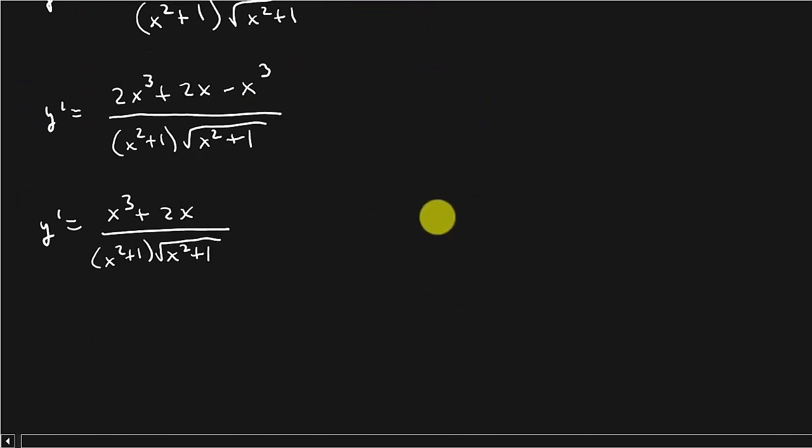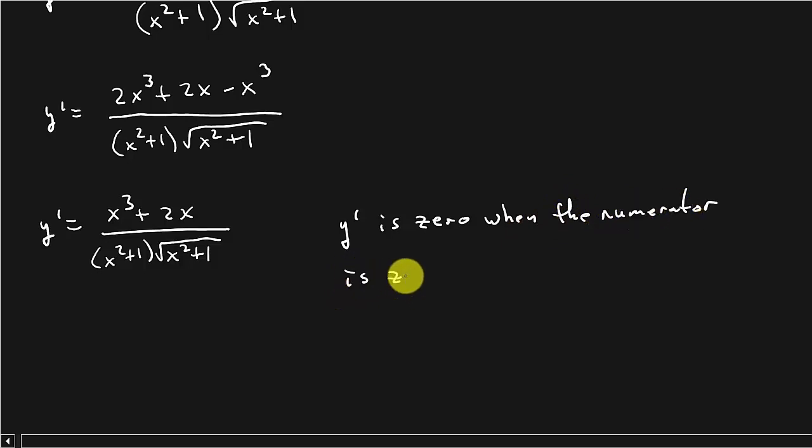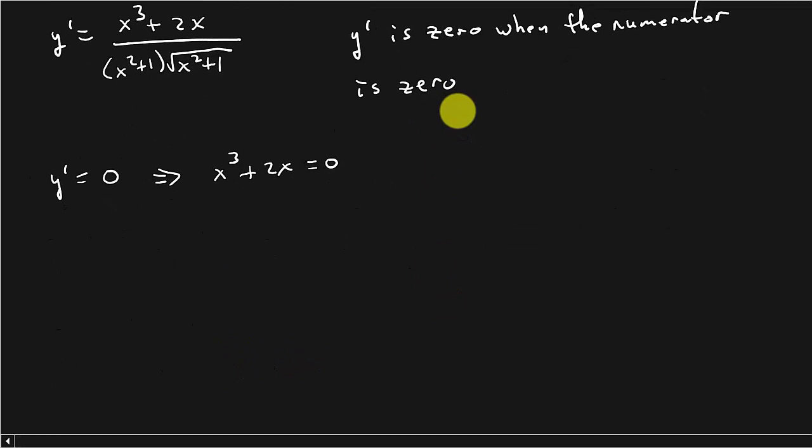So in this problem, we want to know, when is y prime 0? Well, remember, y prime is 0 when the numerator is 0, right? That's when a fraction is 0, when the numerator is 0. So we don't really care about the denominator. So y prime equals 0 means that x cubed plus 2x equals 0. And then we just have to solve that.